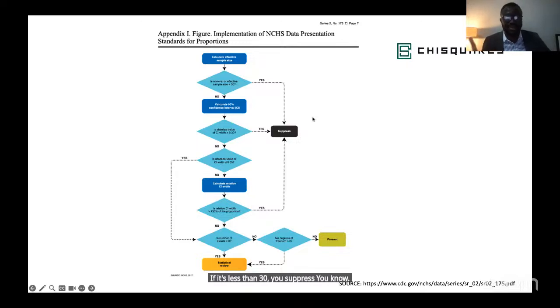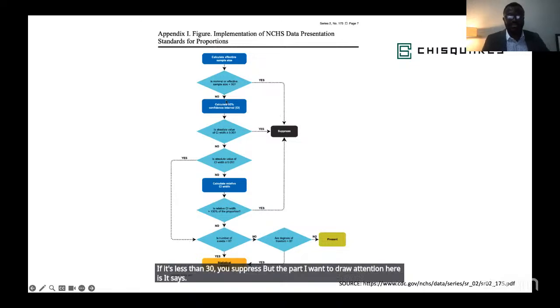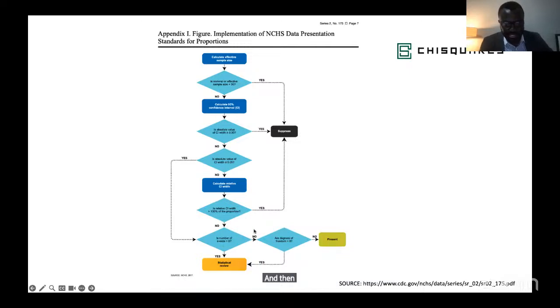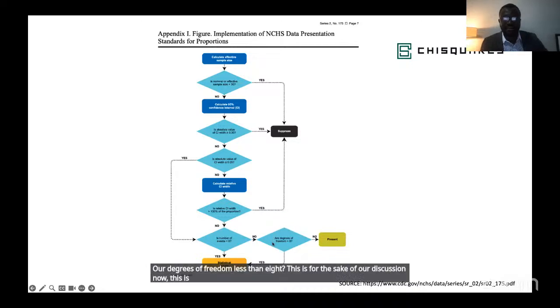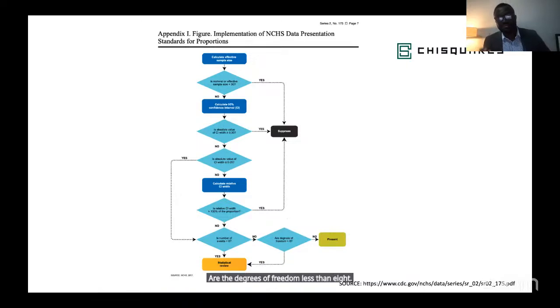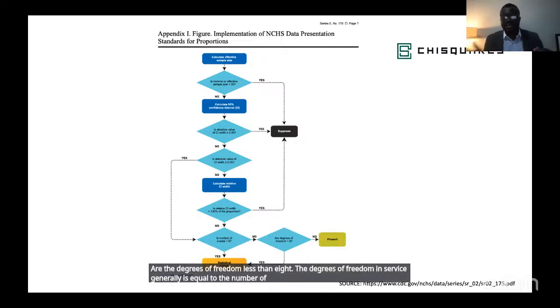But the part I want to draw our attention to is, it says, okay, look at sample size, look at the width of the confidence interval. And then this is where we want to focus, this part here. Are degrees of freedom less than 8? For the sake of our discussion now, this is the most important part of this flow chart here. Are the degrees of freedom less than 8? The degrees of freedom in surveys generally is equal to the number of clusters minus the number of strata, right?